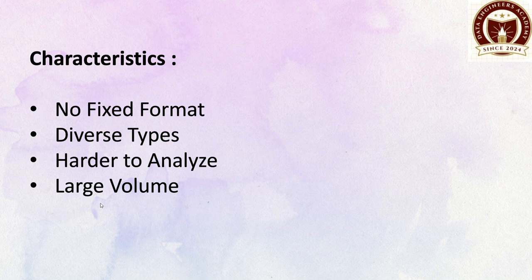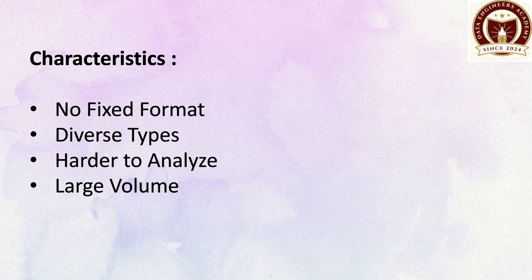Next one is large volume. Unstructured data is everywhere and makes up a huge part of the data we create daily, like tweets or videos. If we take YouTube as an example, so many videos are uploaded daily. A large amount of data is uploaded daily, so it comes under large volume. It is nothing but unstructured data. The data does not have any fixed format. It is in unstructured form.